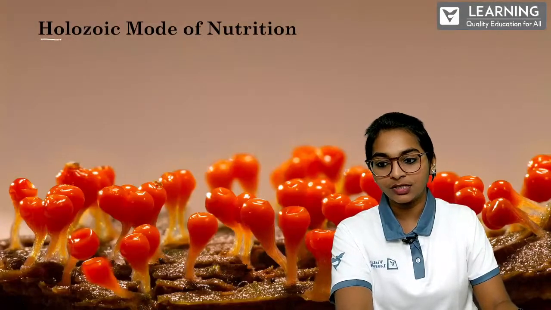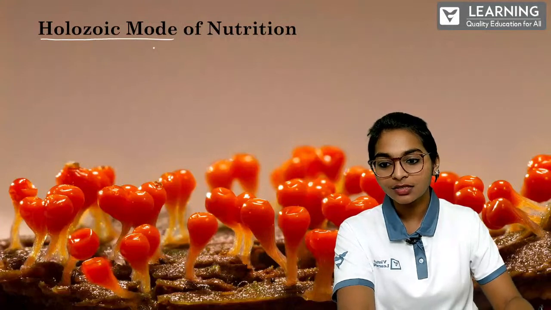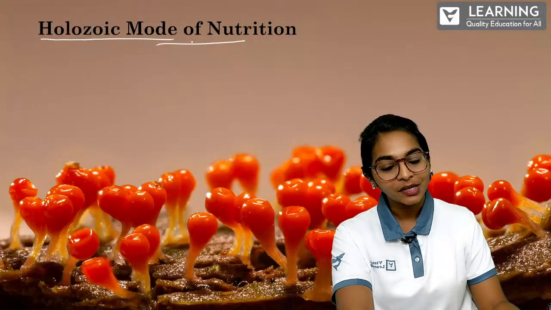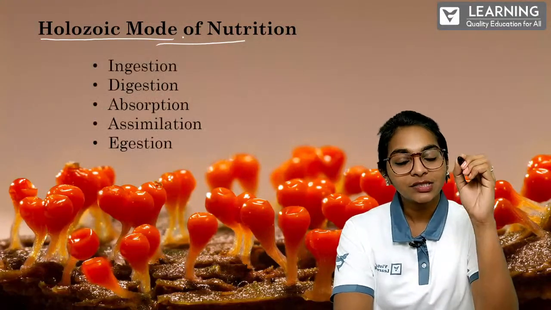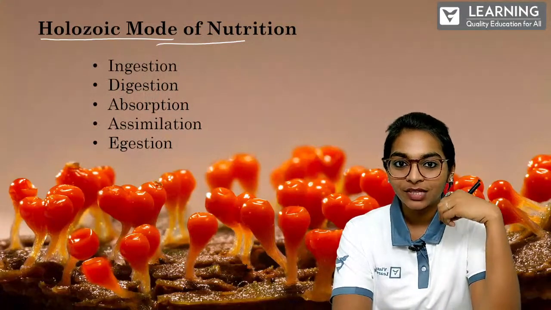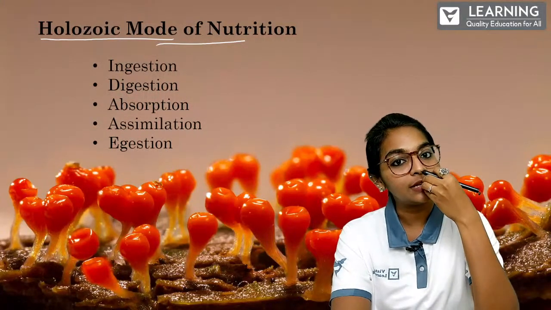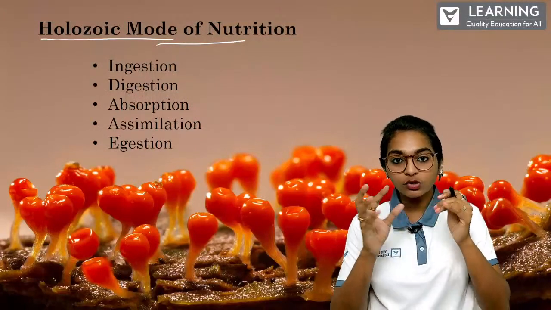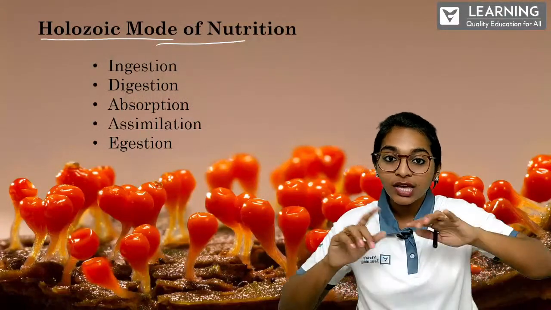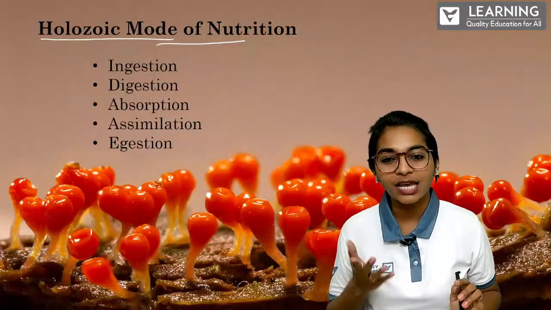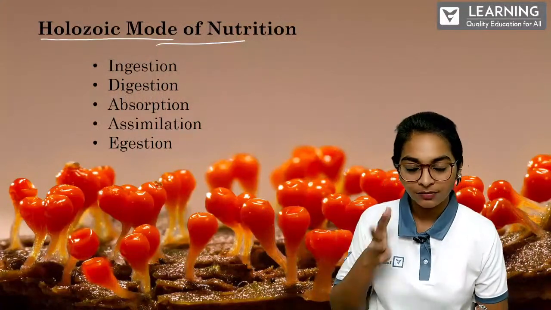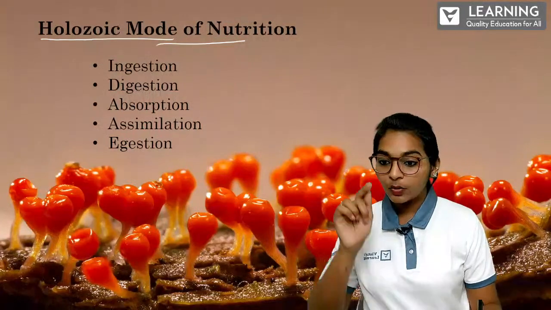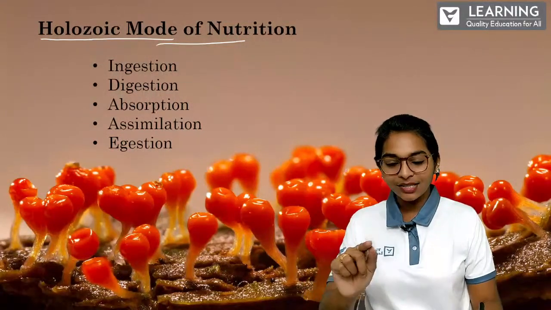Next, the holozoic mode of nutrition. This is very vast, very big, because it undergoes five steps. Starting with ingestion, where we eat. Digestion, breaking down of food. Absorption, where the broken down food is absorbed, right? Assimilation, where it is sent to all the parts of the body. Ejection, where the waste is ejected out. Clear?